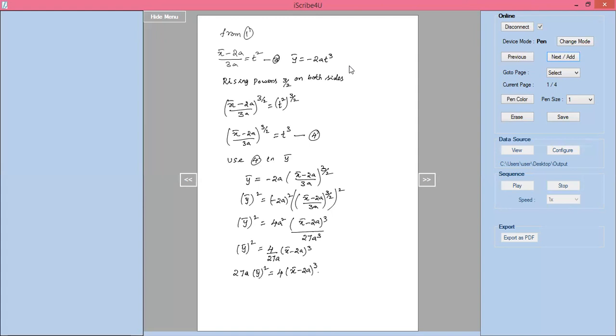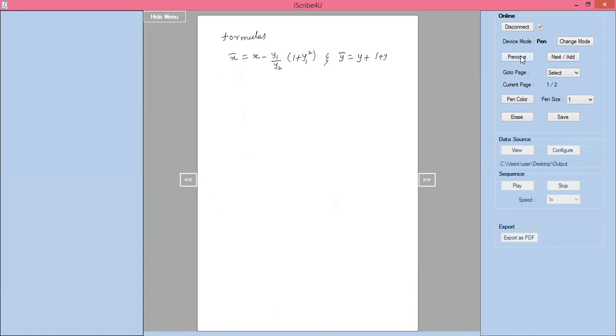Now remove that x bar and y bar. By taking the locus of x bar comma y bar, we obtain the required evolute, given by, replacing y bar and x bar, 27a into y square equals 4 into x minus 2a whole cube, which is the required solution for the given equation. See, first what I have done in this problem, this is the way of proceeding with the problems.